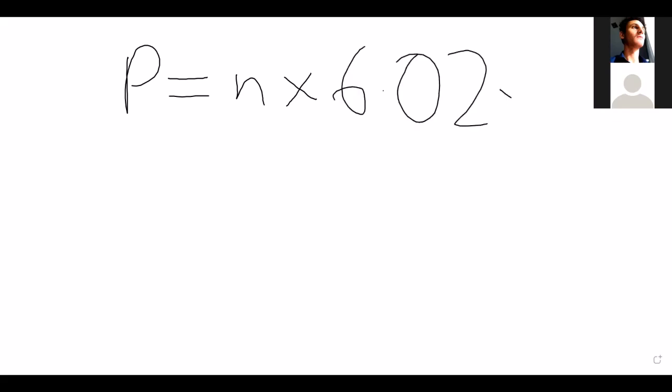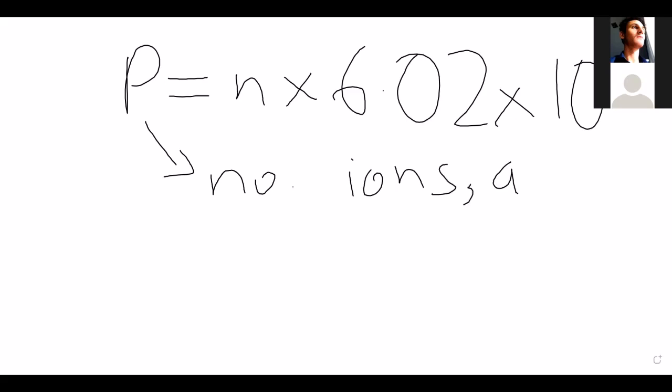The next formula, for the number of particles, which uses the Avogadro constant, is P equals n into 6 into 10 to the power 23. Now over here, n is the number of moles. P stands for the number of ions, atoms, or molecules.